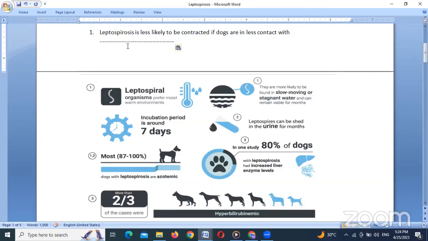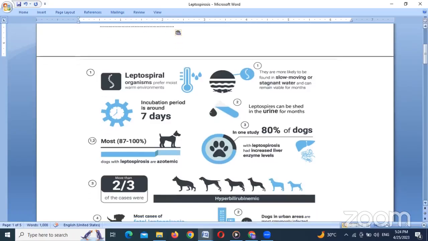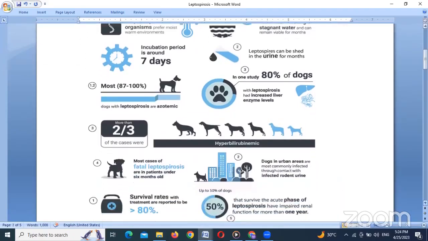So read the question. Leptospirosis is less likely to be contracted if dogs are in less contact with... Are your keywords matching here or not? No, your keywords are not matching here. Even if this could be the answer, your keywords are not matching. So what should we do? Where should we go? Probably maybe the last text, in prevention?